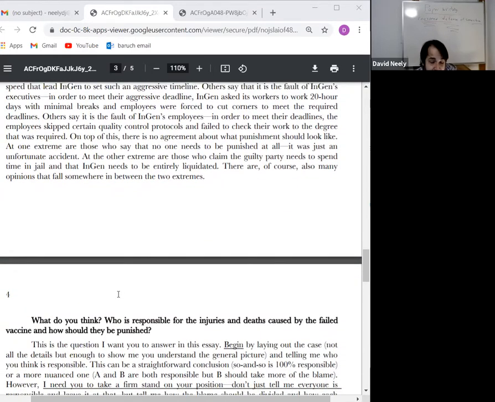So your possible theses are going to be things like the company is responsible for the deaths. The government is responsible for the deaths. No one's responsible for the deaths. Those are the possible theses you could have, something along those lines.